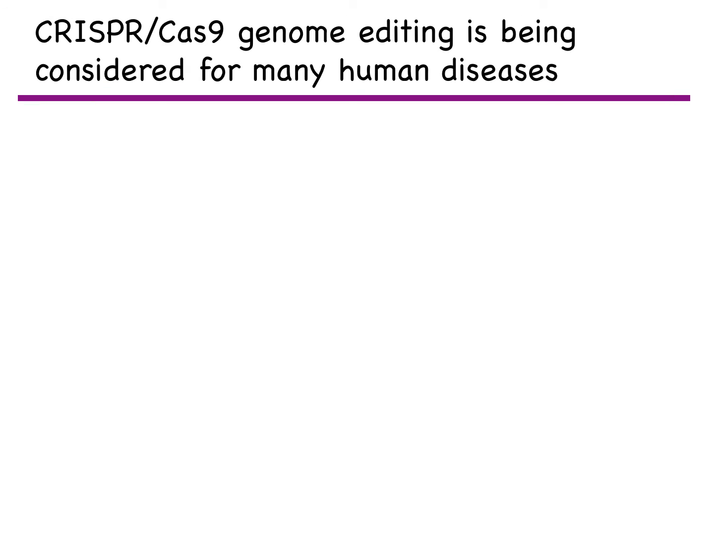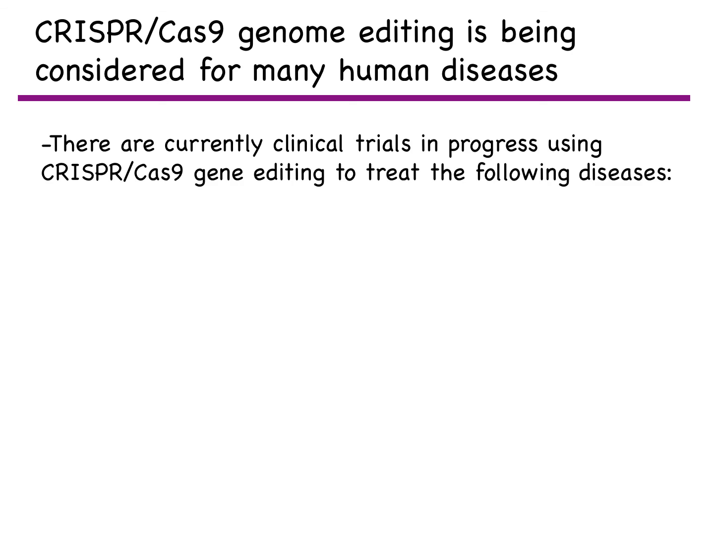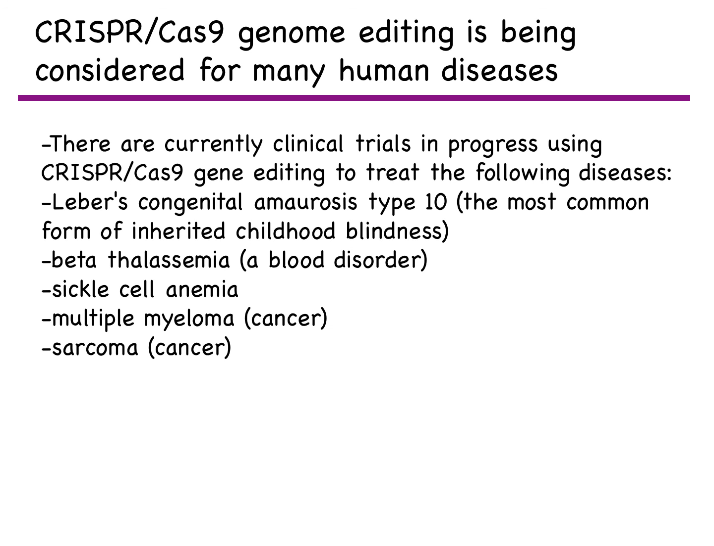So CRISPR-Cas9 genome editing, to my knowledge, has not yet been used in any human disease context, but there's clinical trials underway in many different contexts. So there's currently, and this slide's a little bit out of date, there's currently clinical trials in progress using CRISPR-Cas9 gene editing to treat some of the following diseases. So I won't read all of these, but there are a number of cases out there. I'm sure that there's additional cases since I prepared this slide about a year ago, so there's probably other more recent cases where people have tried to use this as well.